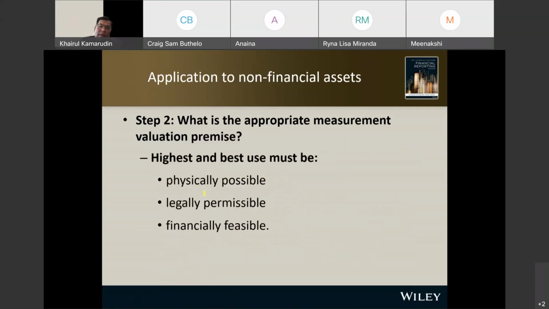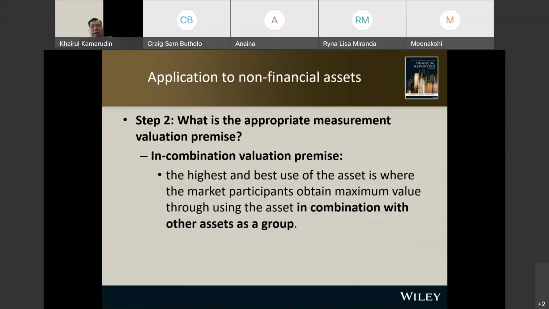Highest and best use must be physically possible, legally permissible and financially feasible. Okay, the highest and best use refers to physically, legally and financially. In combination with the valuation premise, the highest and best use of an asset is where the market participant obtains maximum value through the use of the asset in combination with other assets as a group.